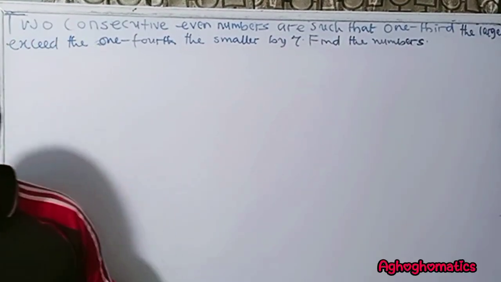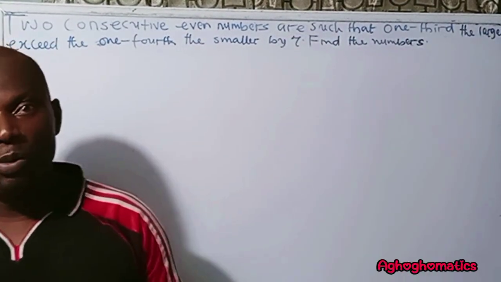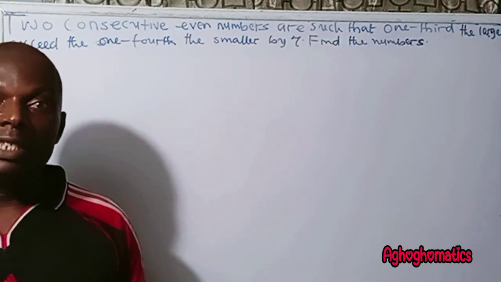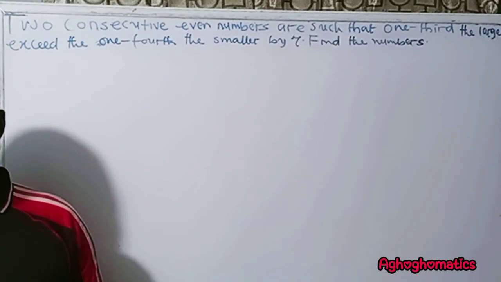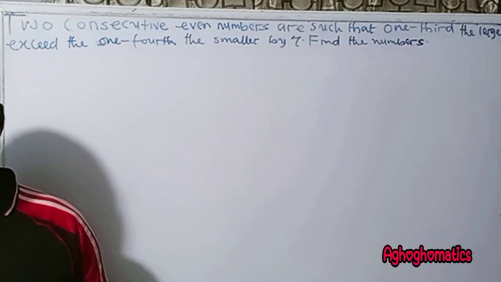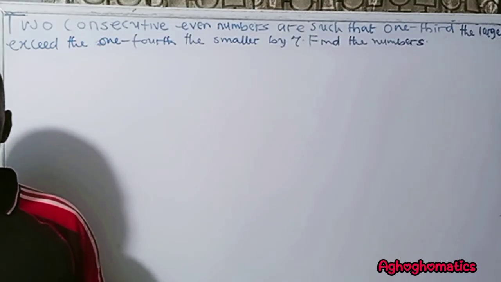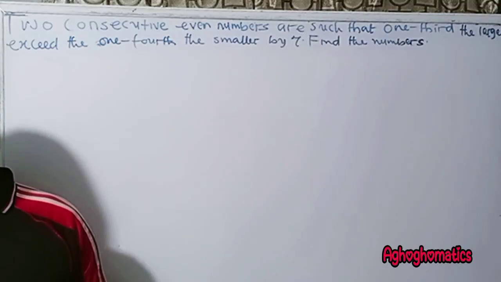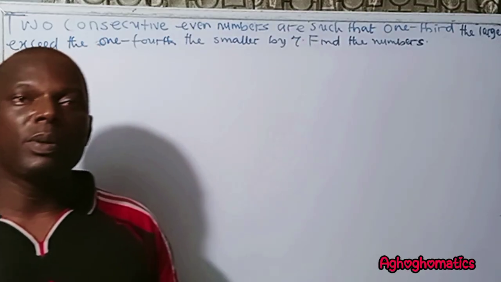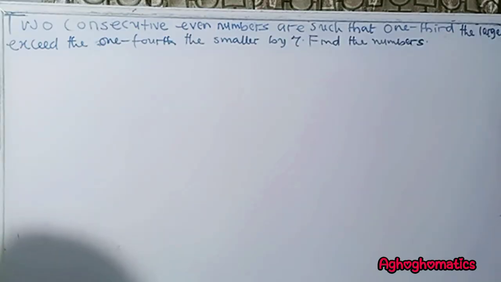Hello, good day, viewers. In this virtual class, we'll be looking at this question before us that has to do with word problems leading to linear equations. It's two consecutive even numbers such that one third the larger number exceeds one fourth the smaller number by 7. Find the numbers. First of all, let's understand what is consecutive.